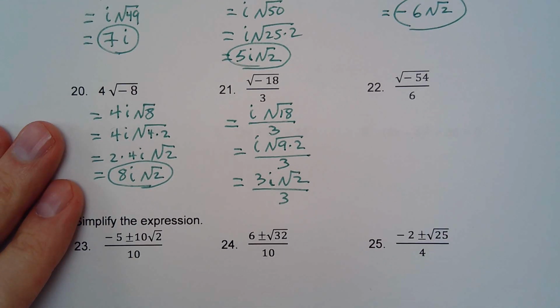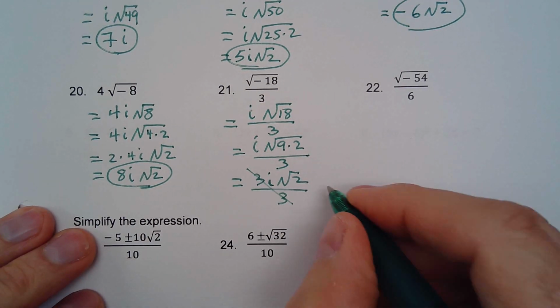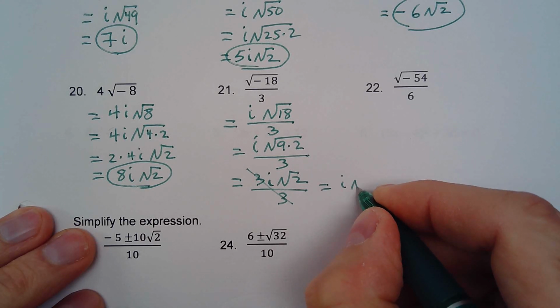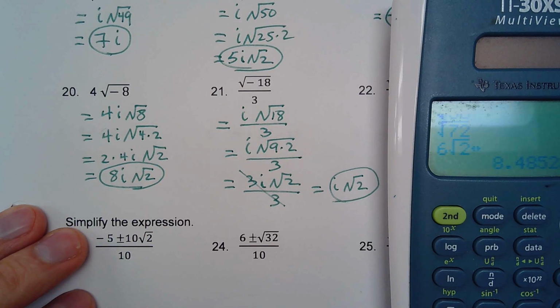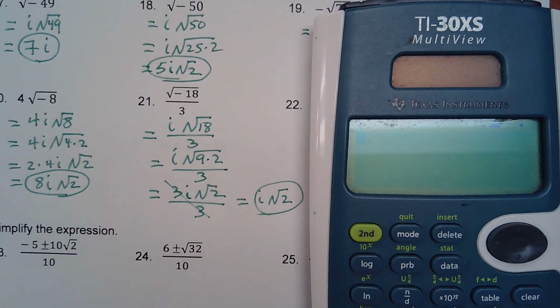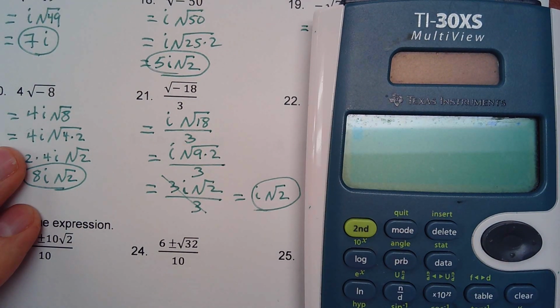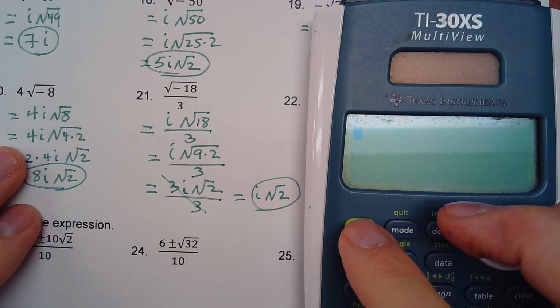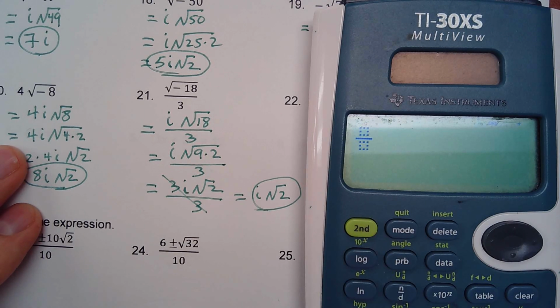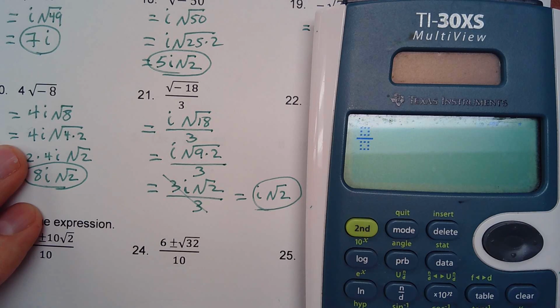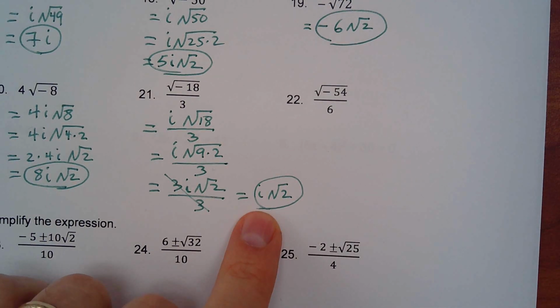Now I can divide out the 3's, because now that this 3 is on the outside, so that gives us i square root of 2. If I were to do that on my calculator, it'd be pretty straightforward. So I would do my fraction key. Just remember, you have to remember the i. So I'm just going to put the square root of 18, down arrow 3. So it gives me square root of 2, so I would just need to write my i on there.